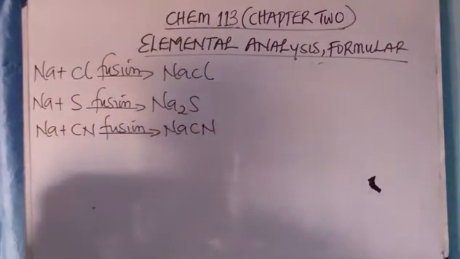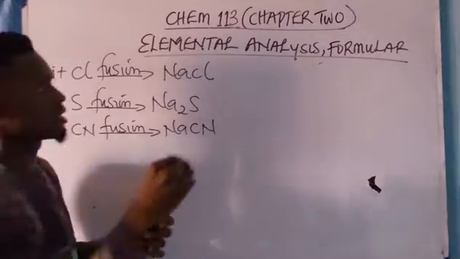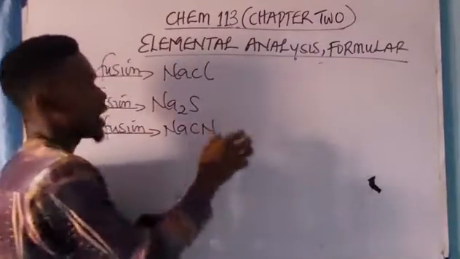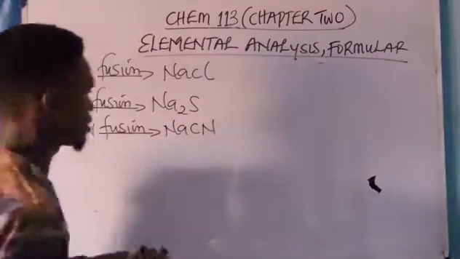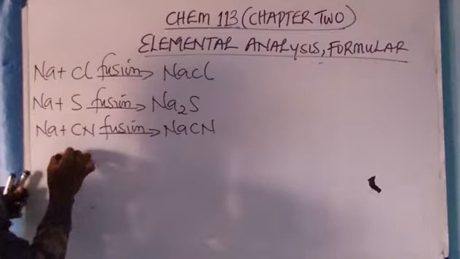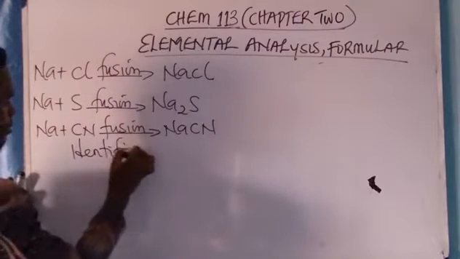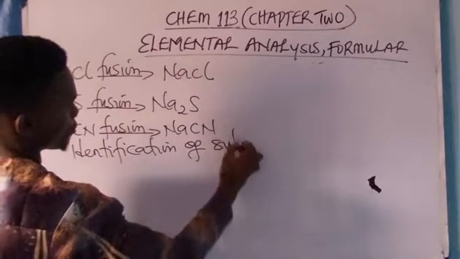So now let us analyze how each element is tested: how sulfur is detected, how nitrogen is detected, and how halogen is detected. Now, identification of sulfur only.